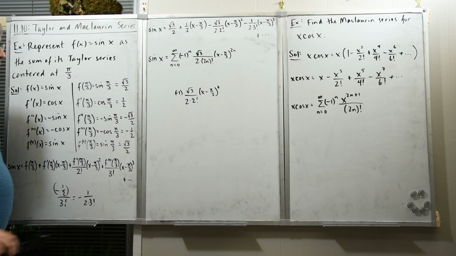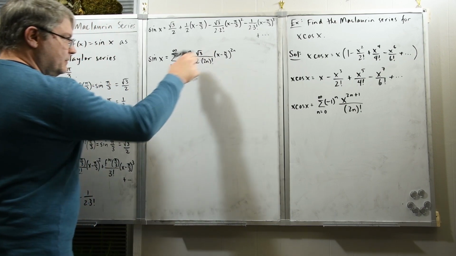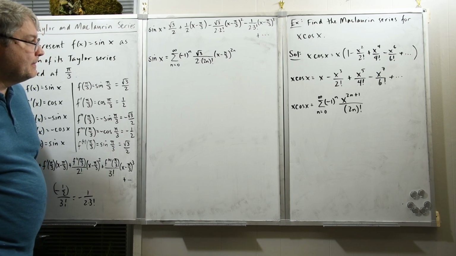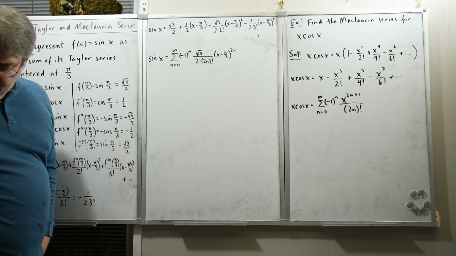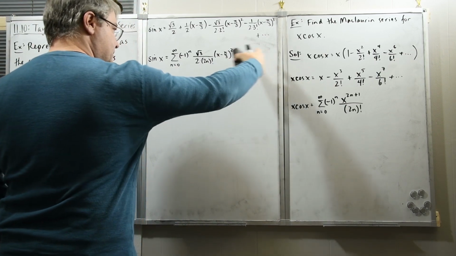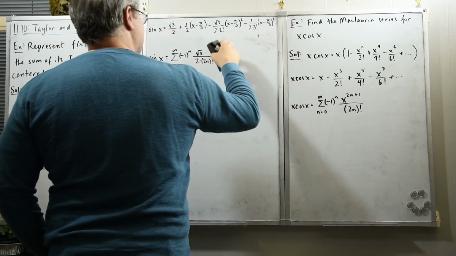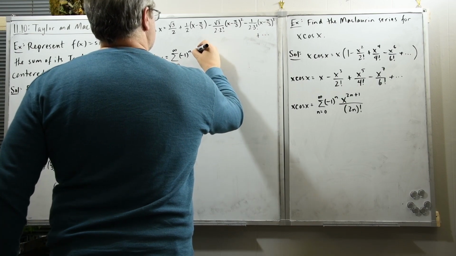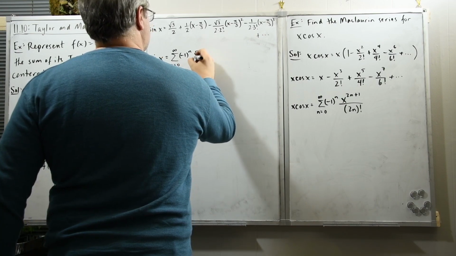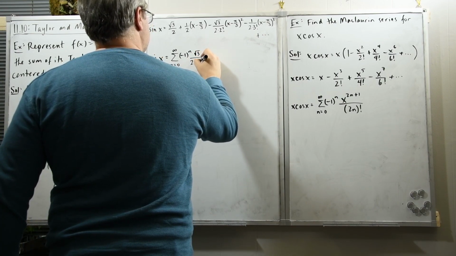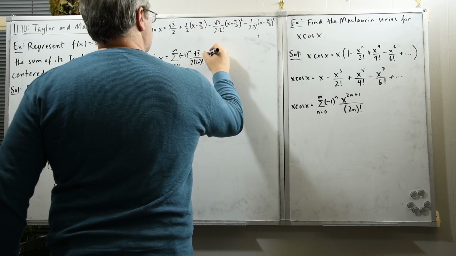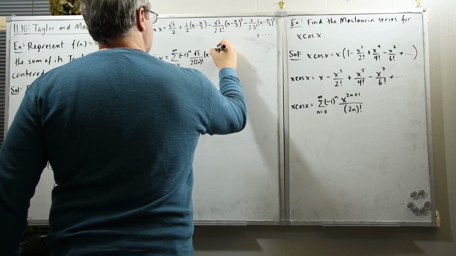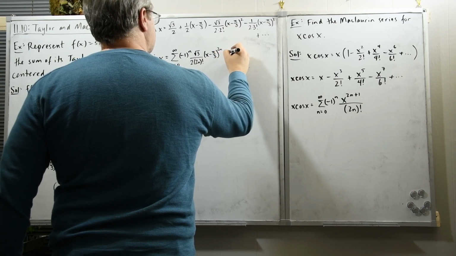So we have this summation, but I'm going to try to condense this a little bit because I want to try to fit the other sum on the same line. So let's see here. We'll get root 3 over 2 times 2n factorial, x minus pi over 3 raised to the 2n.